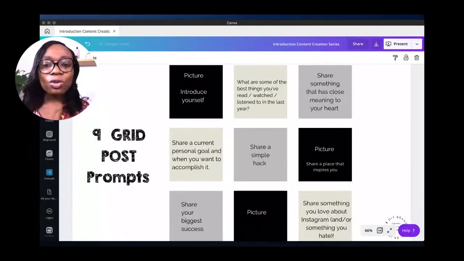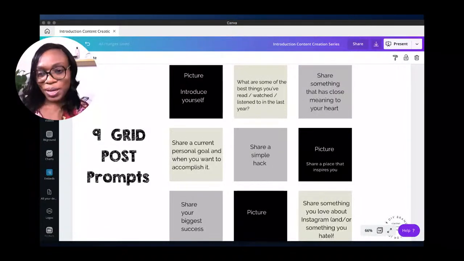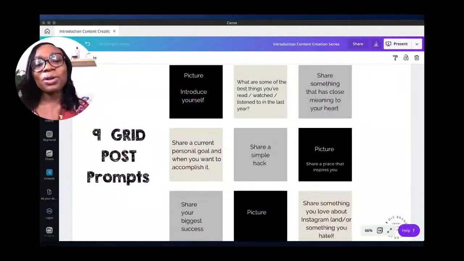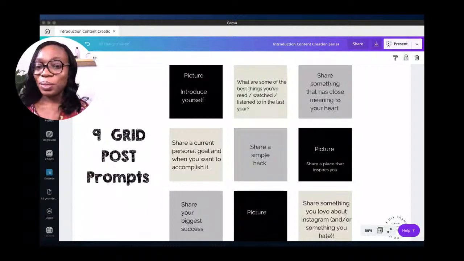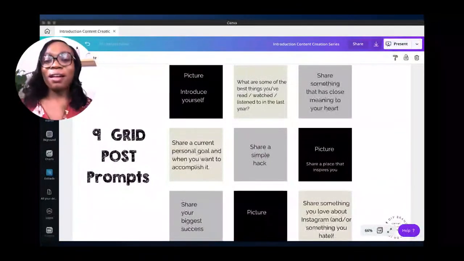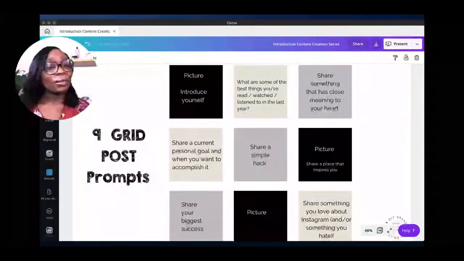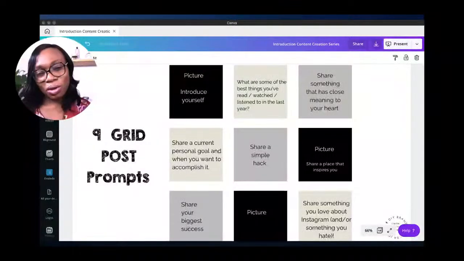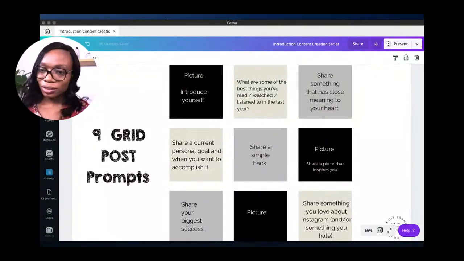Then share something you love or hate about Instagram. And this one, everybody, I can't wait to see what you're going to share because we're going to read it. Share what you love or hate about Instagram, since that's the platform that we are starting with. I love Instagram. I cannot even deny that. I live and thrive on Instagram. I try going to other platforms sometimes, but my heart is still with Instagram. I keep coming back to it.